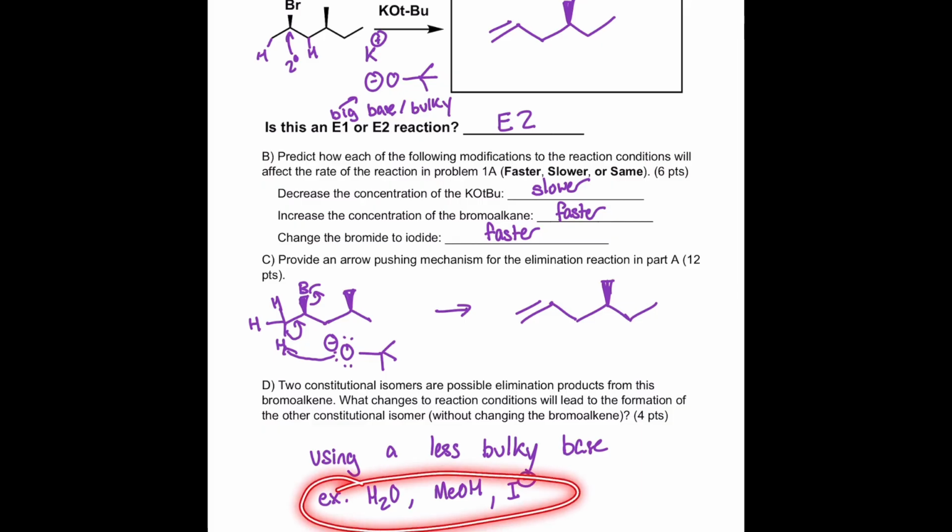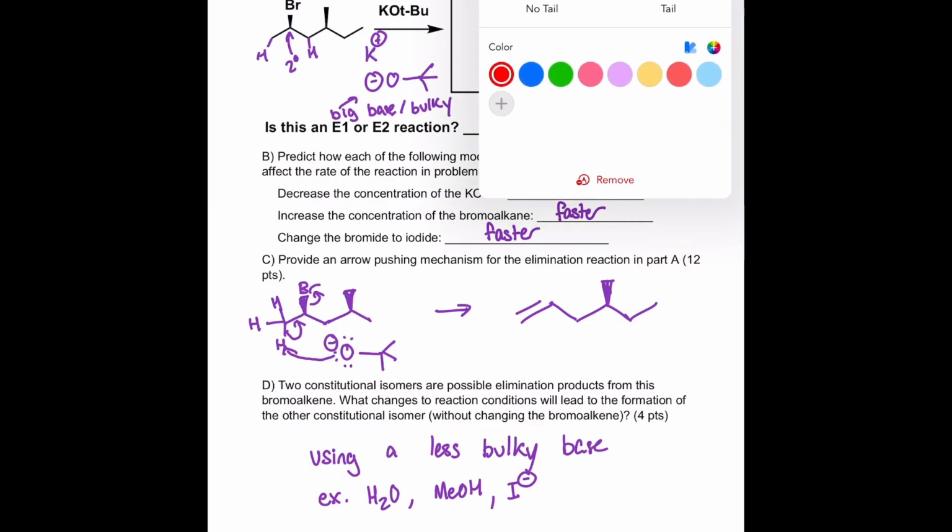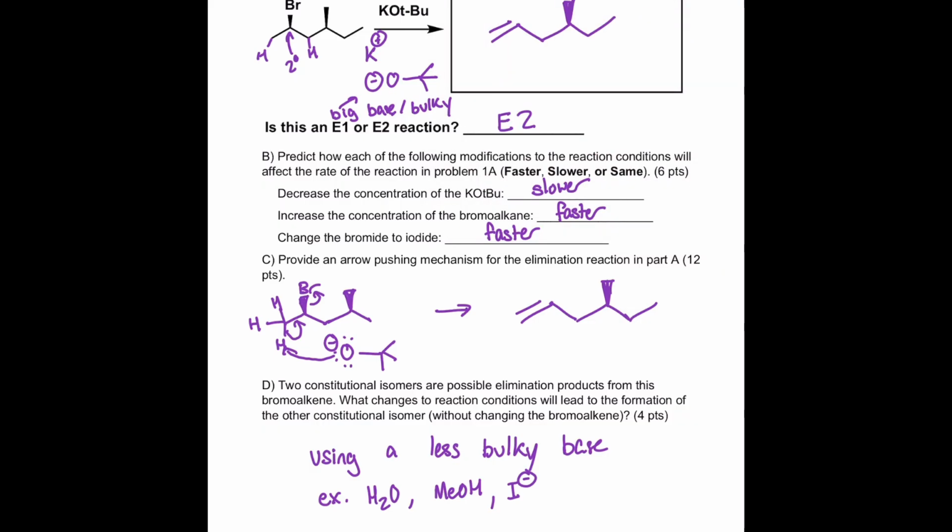I was just giving you guys a better idea, but the answer to this is using a less bulky base, because this would cause our reaction to be a little bit different. Like we could possibly have been able to take this hydrogen or this hydrogen. Really just depends. So yeah.